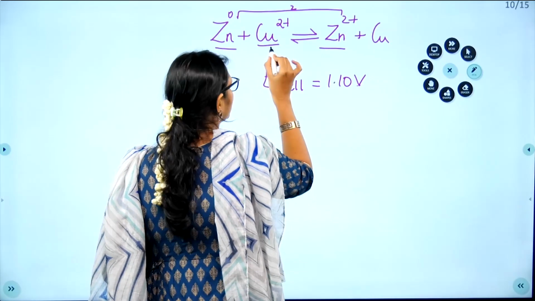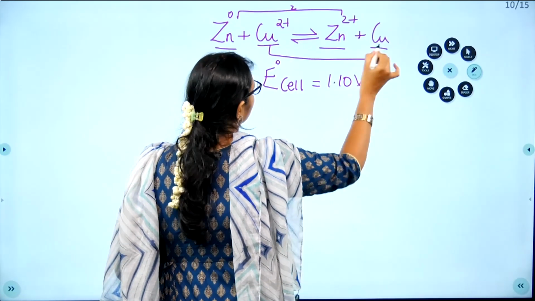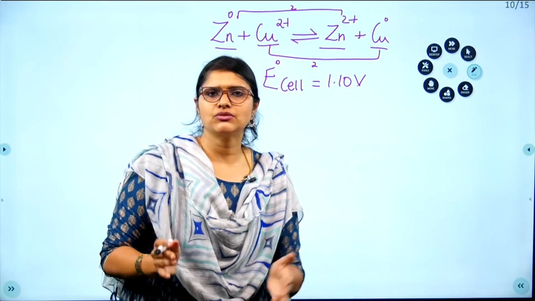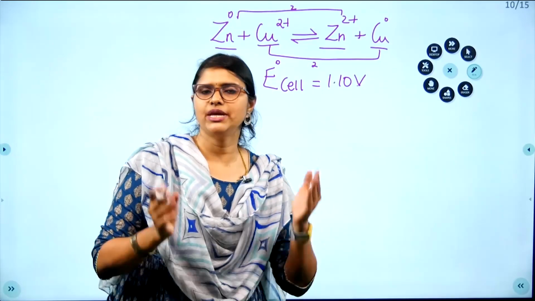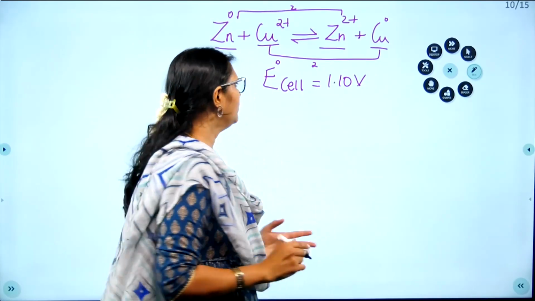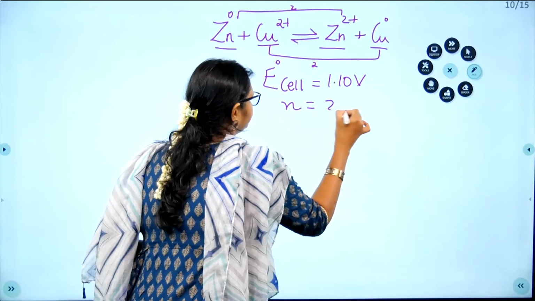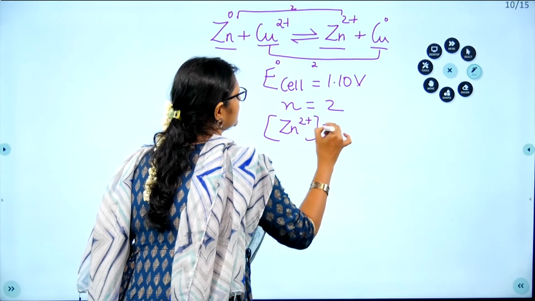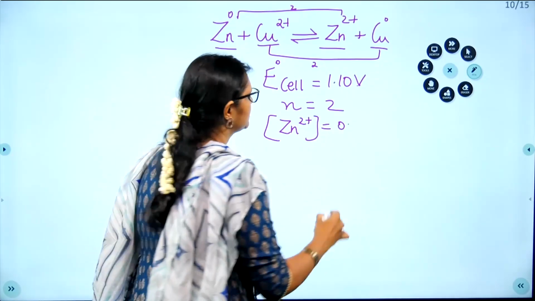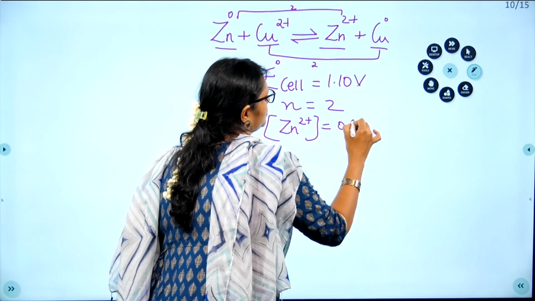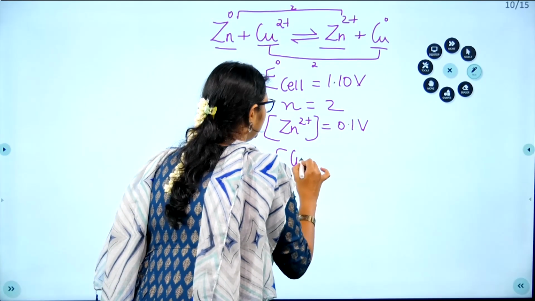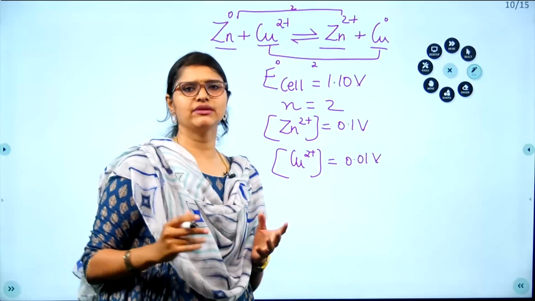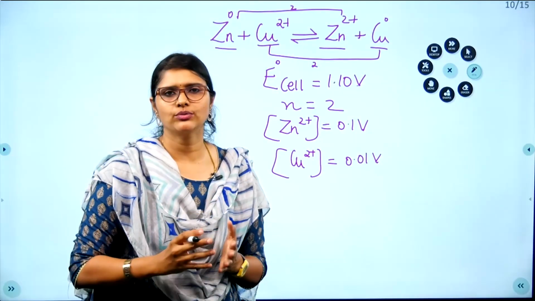Now take this: 2 plus is already there, and Cu is 0. So what is the difference? 2. I told you earlier, however many electrons are lost, the same electrons will be gained. So N is 2 here. And the ion concentrations are given, say for example, Zn2 plus as 0.1, and for copper, 0.01 is given like this. So now how to calculate E cell?